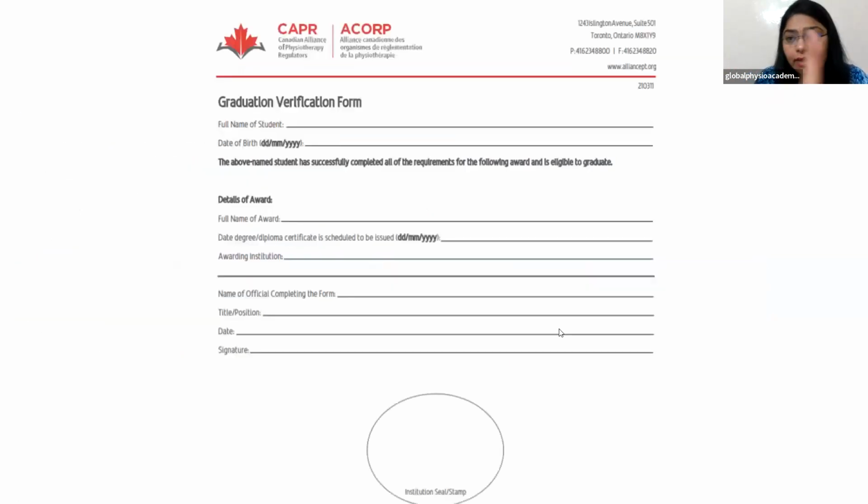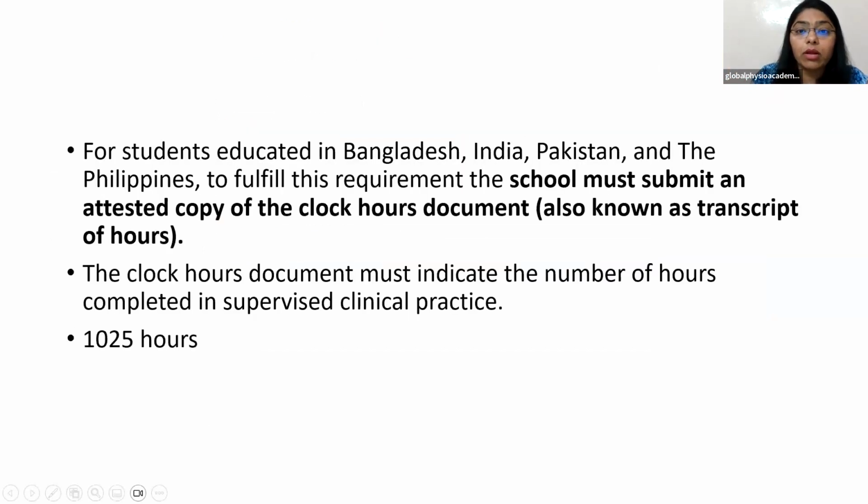Perfect. This is an example of the graduation verification form. If you are not getting your degree certificate, then you go with this. The graduation verification certificate must be submitted by the college, with the name of the student, date of birth, full name, and the institute's stamp. For students educated in Bangladesh, India, Pakistan and the Philippines, the school must submit an attested copy of the clock hours, which is actually the transcript. The clock hours cover all four academic years of clinical practice, not the intensive hours, and should be a minimum of 1025. More than that is okay.